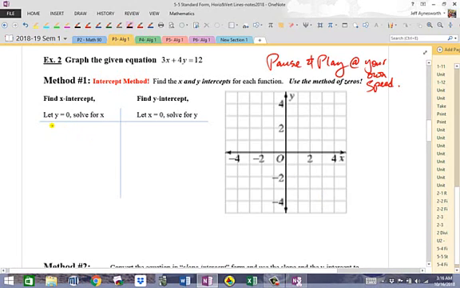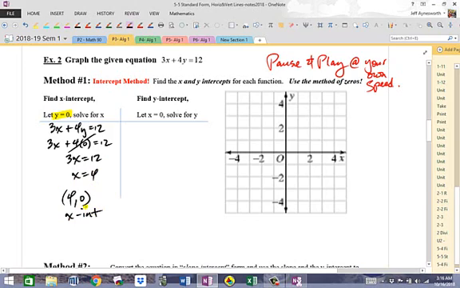Okay, so let's take 3x plus 4y equals 12. Let's substitute 0 in for y, and then solve for x. So 3x plus 4 times 0 equals 12. That cancels. So you get 3x equals 12, and since 3 times 4 is 12, x equals 4. So that tells me that I have (4, 0) as my x-intercept. Okay, so I'm going to plot that. (4, 0) happens to be right here.